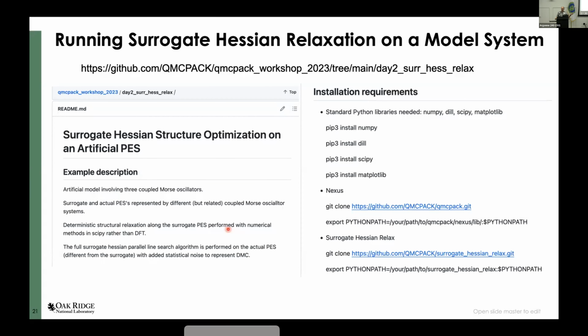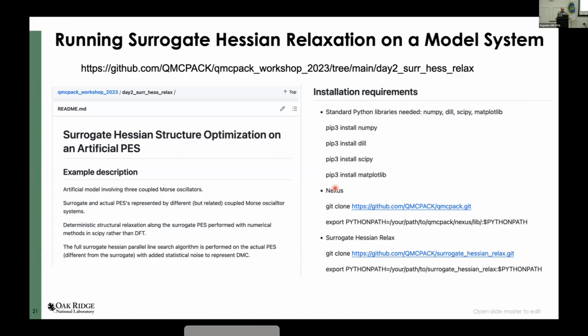It's the same thing. You could use DFT structural relaxation. In this case, you're just doing a deterministic relaxation on a non-noisy deterministic PES. And then the full surrogate Hessian parallel line search algorithm, the actual one you'd use on quantum Monte Carlo, will be employed. But on the actual PES with added statistical noise to represent diffusion Monte Carlo.